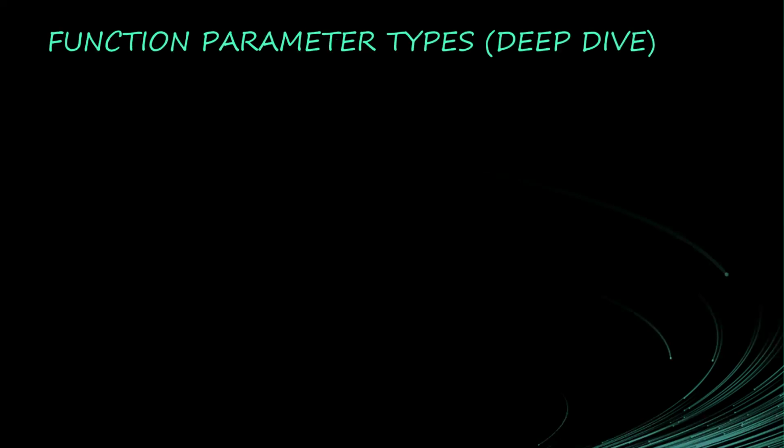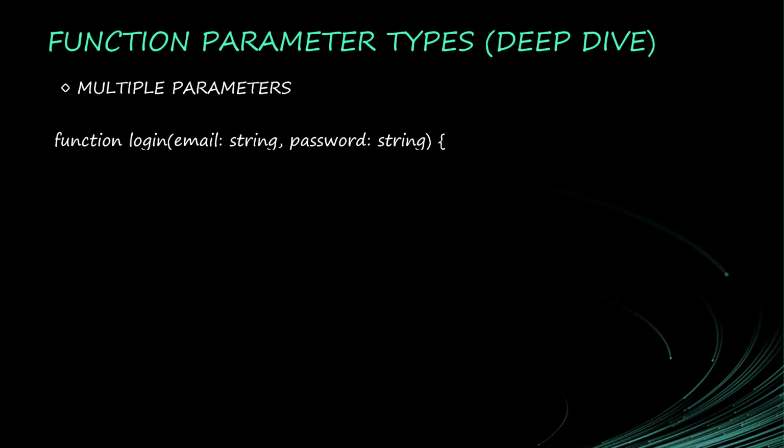Function parameters, the types of the parameters. A function can take multiple parameters, you know that. But we have to type them. We have to make them type safe. So in this case, this is a login function. After we perform all the processing we have to perform, we'll return true or false, whether it is successful or it's not successful. All right.